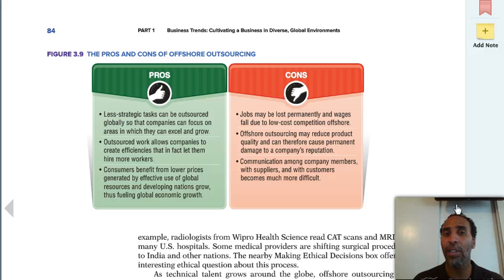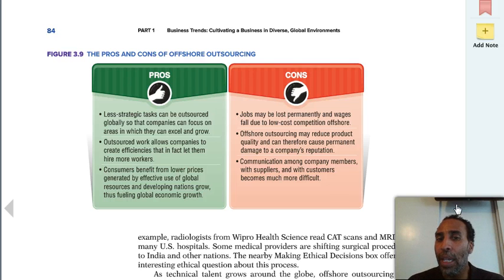So here are the pros and cons of offshore outsourcing. Less strategic tasks can be outsourced globally so that companies can focus on areas in which they can excel and grow. Outsourced work allows companies to create efficiencies that in fact let them hire more workers. Consumers benefit from lower prices generated by effective use of global resources, and developing nations grow, thus fueling global economic growth. And then these are the cons.